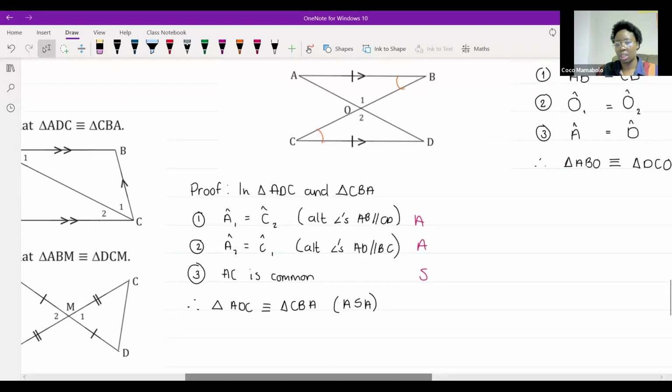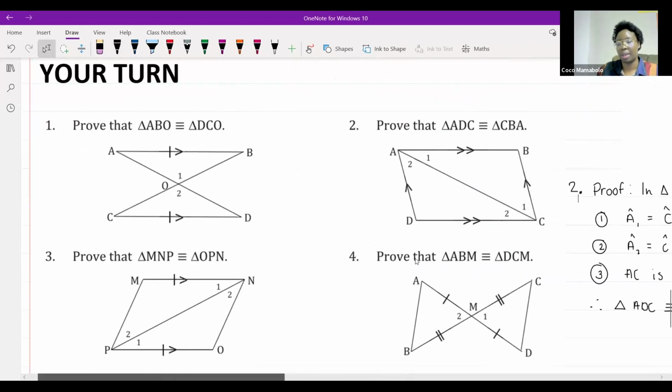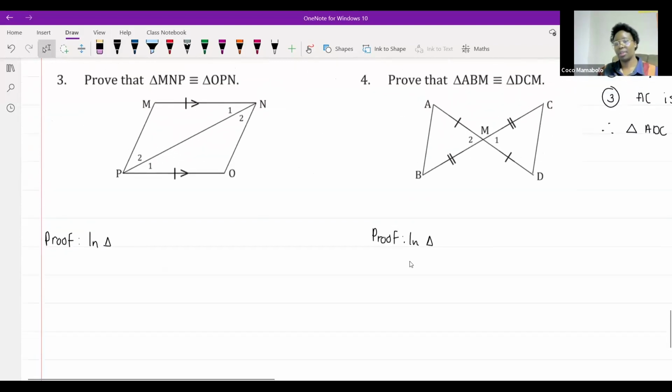1, 2, 3. I'll give you 2 more. 4, 5. Okay. And if you haven't screenshotted, we're going to have to come back at the end of the lesson. Okay. Good. Excellent. All right. Keep going, guys. You got this.